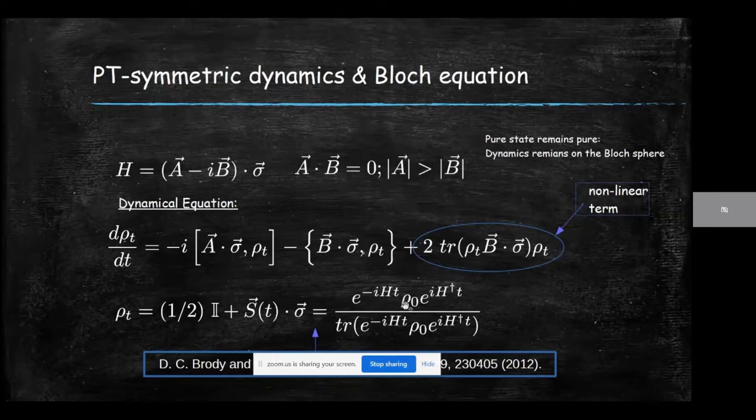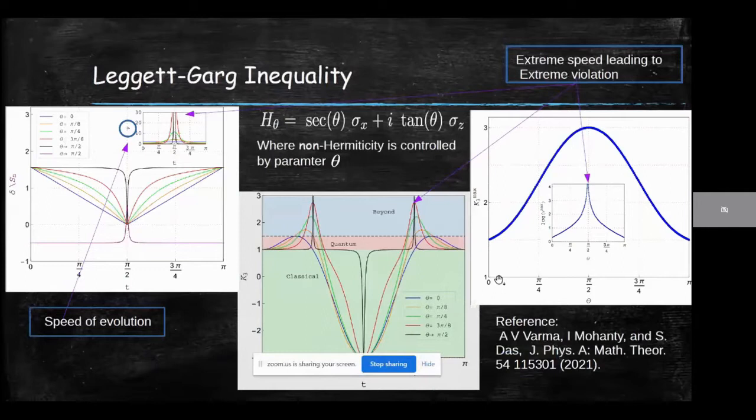The thing to note is that the solution is such that if we plug in a pure state here, it remains pure, such that the dynamics always remains on the Bloch sphere. Now, the details of how an arbitrary mixed state evolves under such dynamics can be found in this reference here. And the point is that this dynamics is strange in a sense that this dynamics does not obey the laws of quantum mechanics.